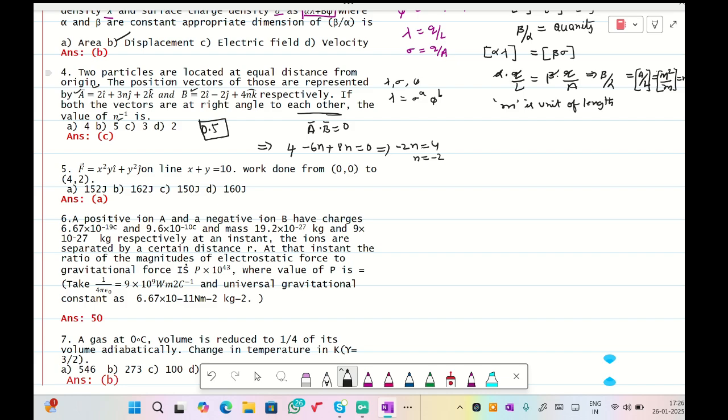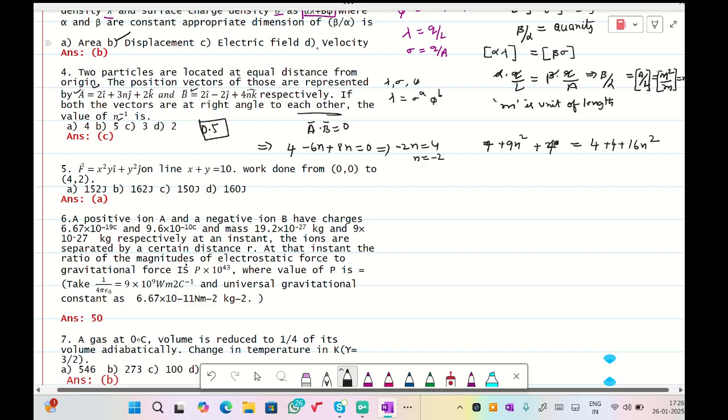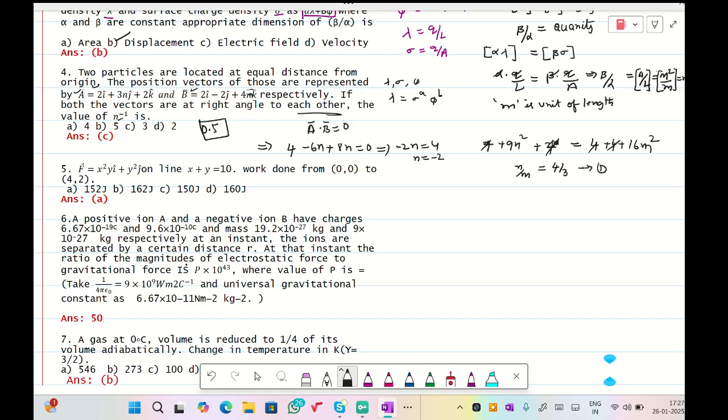The magnitudes are equal, since the particles are located at equal distance. Therefore equal distance means 4 plus 9n square plus 4 again is equal to 4 plus 4 plus 16n square. What is this here? n square, this is not correct. So maybe we'll change some n to m here, so 16m square. Then the 4, 4, 4, 4 get cancelled. Therefore n by m is equal to 4 by 3. Keep this as equation 1.